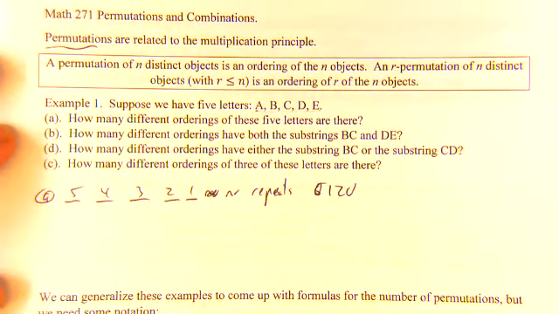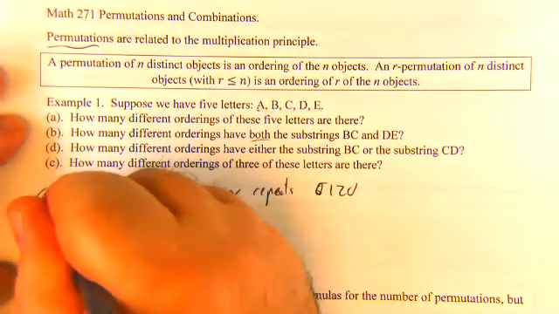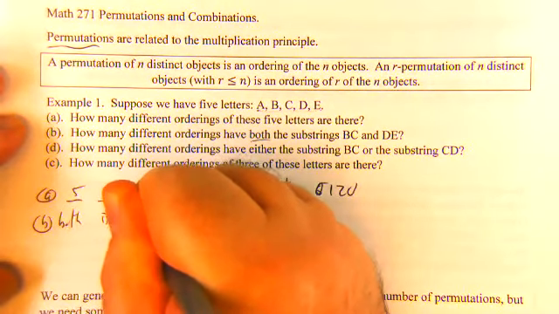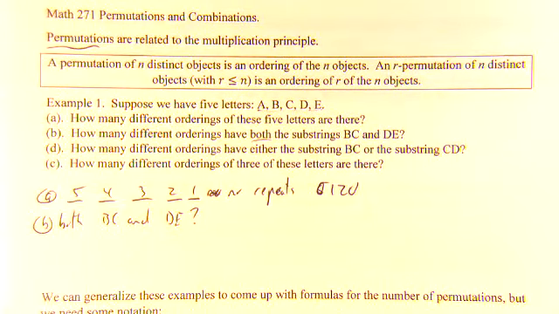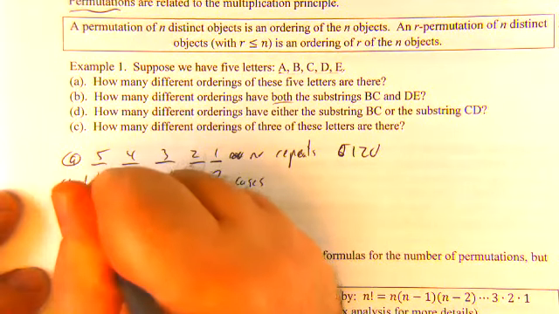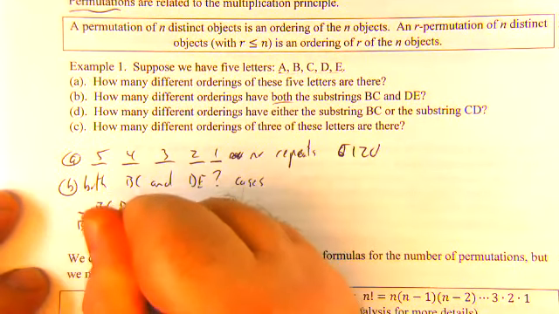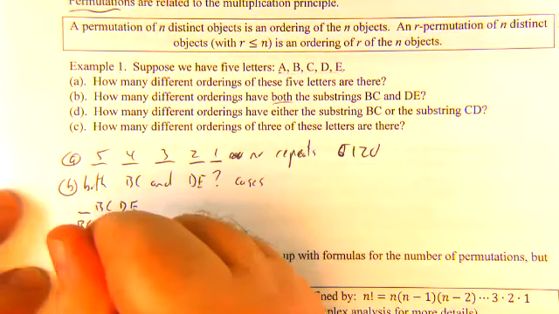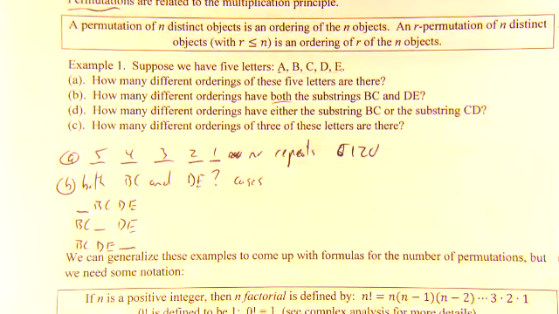How many different orderings have both the substrings BC and DE? Well, we have to consider some cases for that. Basically, the question is where does A go? And A can go in a lot of different places. You could have BC and DE like this and put A at the front. Or you could have BC here and then DE there, and put the A in the middle. Or you could have BC and then DE and put the A at the end. So that's 3 possibilities.